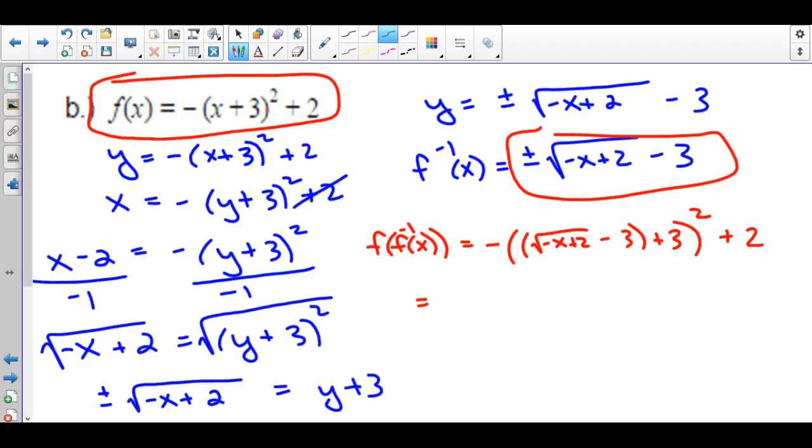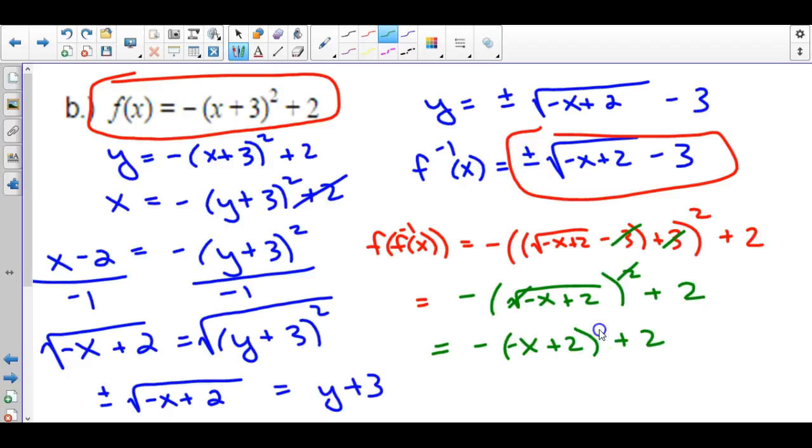The first thing that is going to cancel are these 3's here. So then I'm going to rewrite this by bringing down the negative, and then bringing down my radical. Sorry, let me rewrite that. That is the radical of negative x plus 2, and then that is squared plus 2. So the next thing that is going to cancel out is my square and my square root.